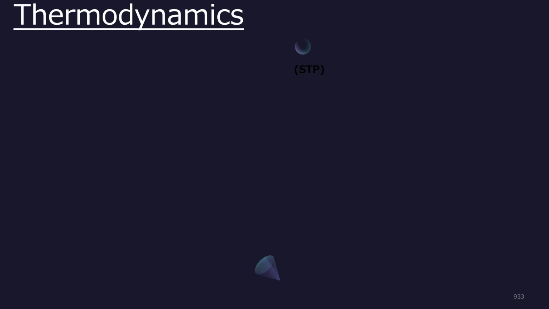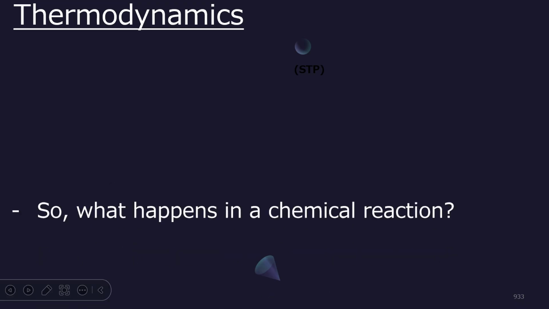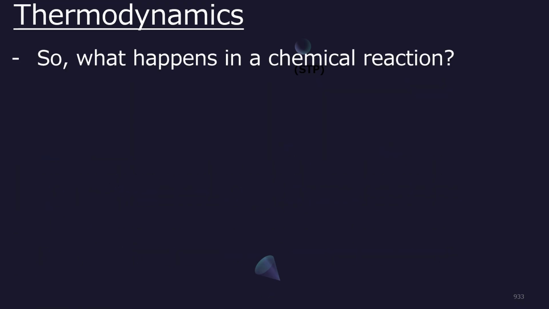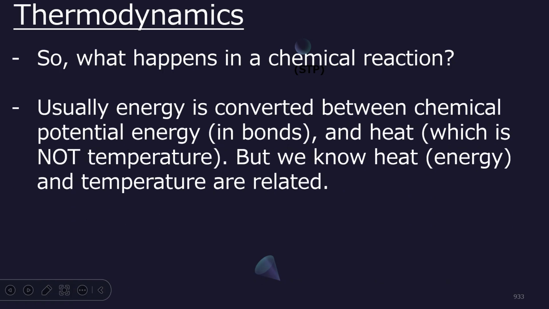Okay, so with that said, what happens in a chemical reaction? Usually, energy is converted between chemical potential energy in chemical bonds. And really, if you think about it, this is electrostatics. It's positive and negative charges being attracted to each other and releasing energy when they are able to come close. That's kind of potential energy, chemical potential energy.